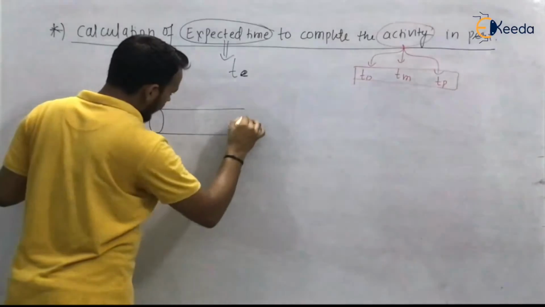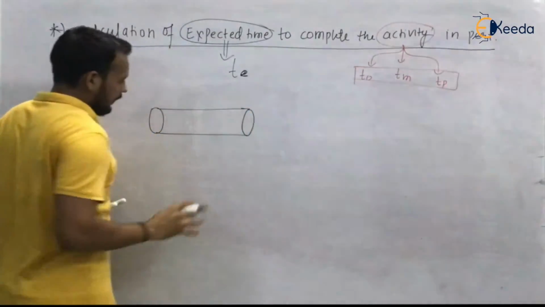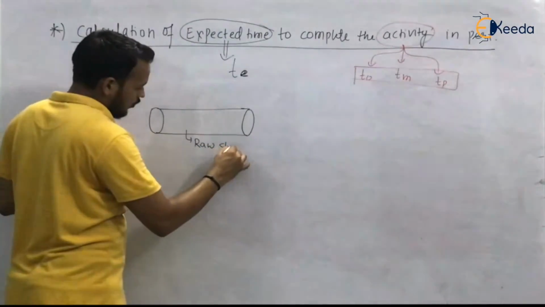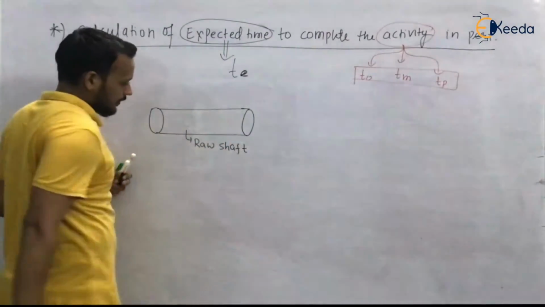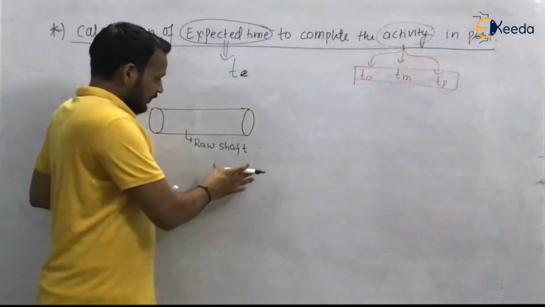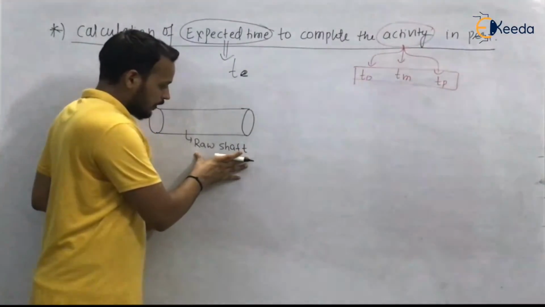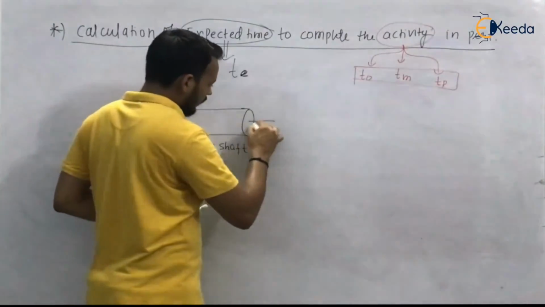You have a shaft of some diameter. Okay, this is a raw shaft, just as you got it from the workshop. A customer comes to you and says that this is the raw shaft and you have to perform turning.